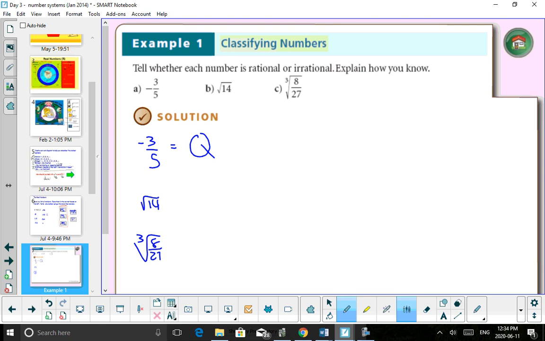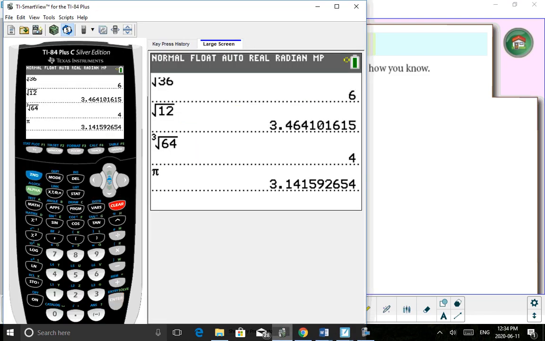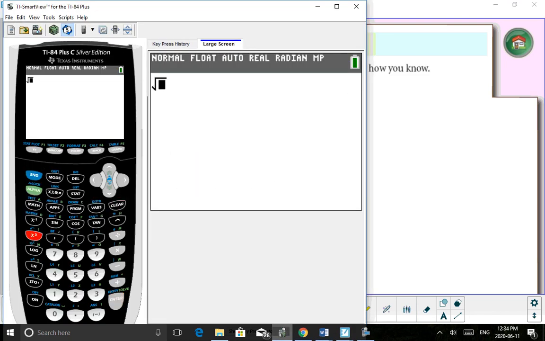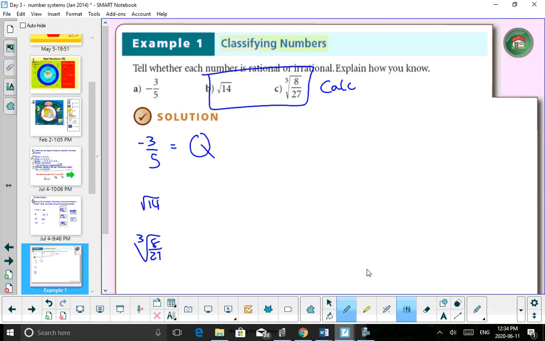For square roots and cube roots, you're going to use your calculator. So square root of 14. Does that seem to have a pattern? Nope, and it didn't appear to end. So this one is irrational. You can either write the word irrational or put the Q with the line across.